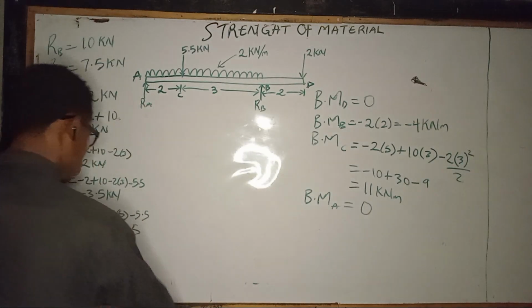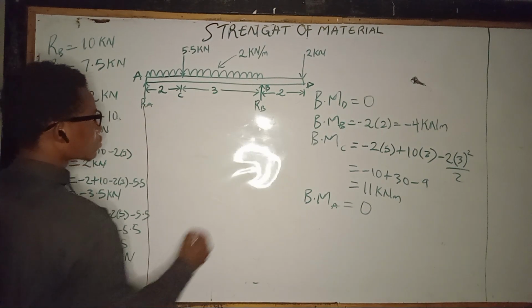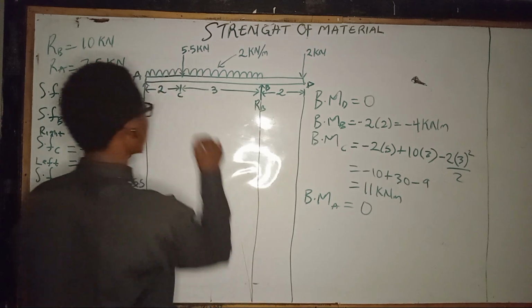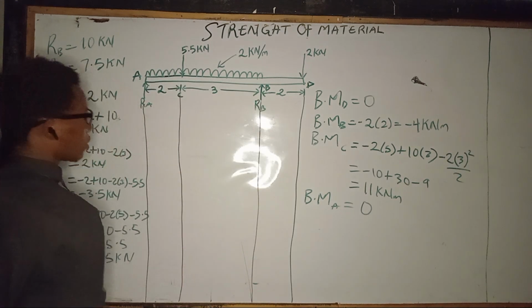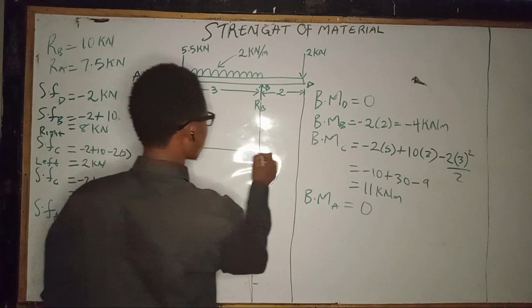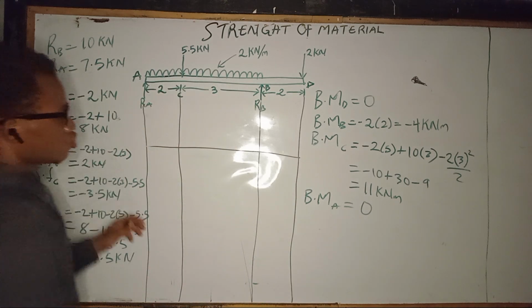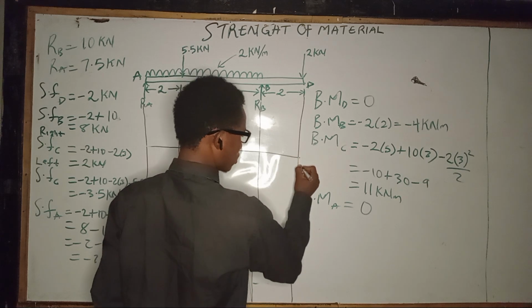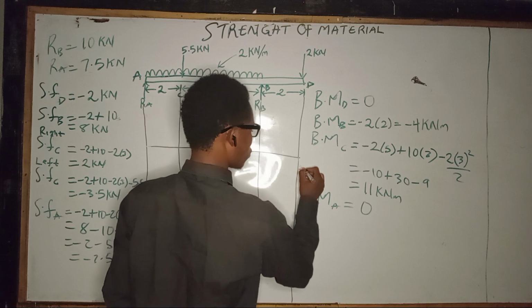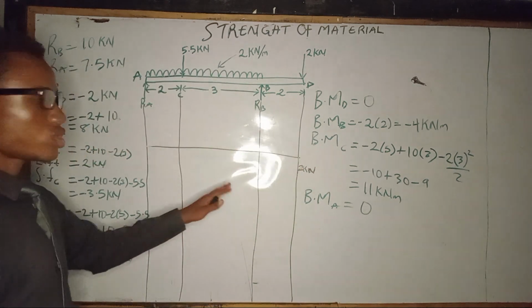Now moving on to drawing of the diagrams. So we trace our line down here. Now for our shearing force, we draw a neutral line straight right here. Our shearing force at D is equal to minus 2. We have minus 2 downward here. We have 2 kilonewton right here.